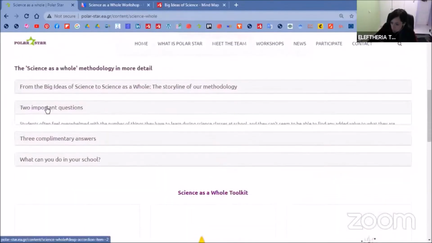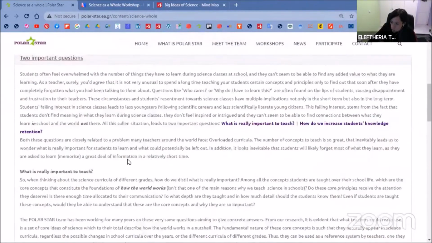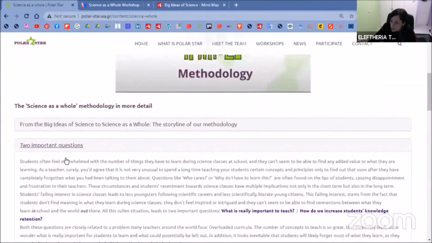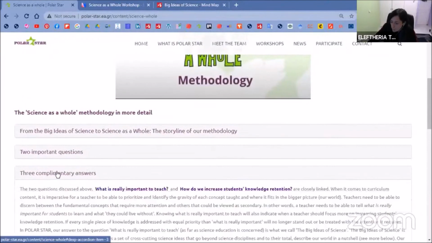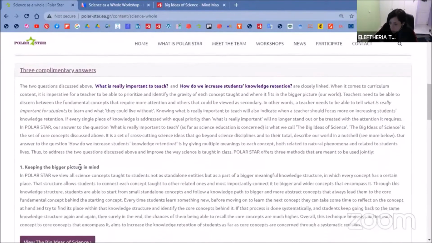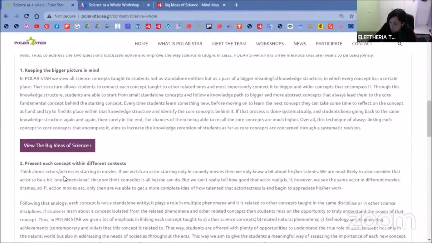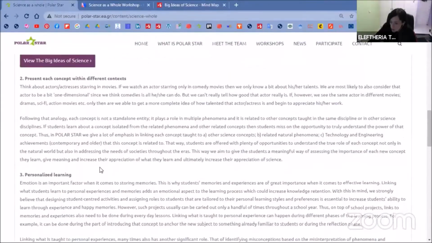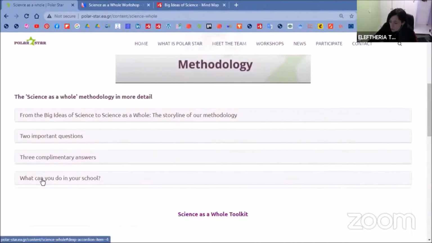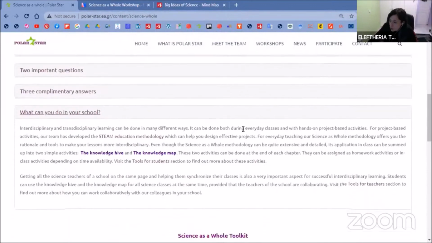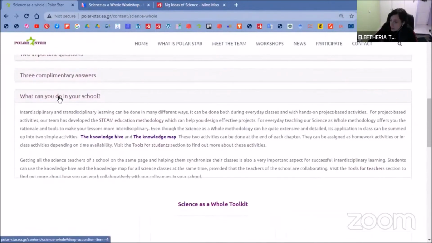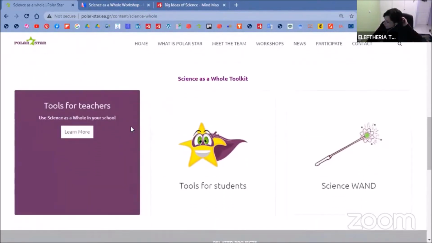We briefly discussed the two important questions that we talked about. What is really important to teach? How do we increase knowledge retention? Then, of course, we discussed the three methods that I presented to you: keeping the bigger picture in mind, presenting a concept in different contexts, and personalized learning. And what can you do in your school? Here we briefly explain the two tools and what you can do with them, and you can have access to everything here.